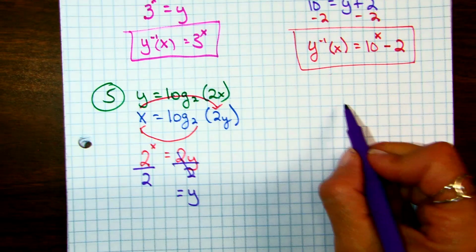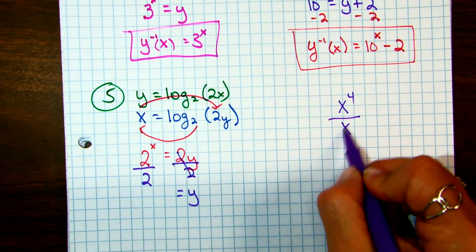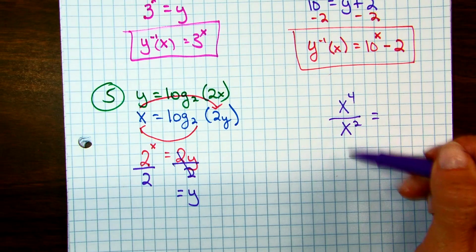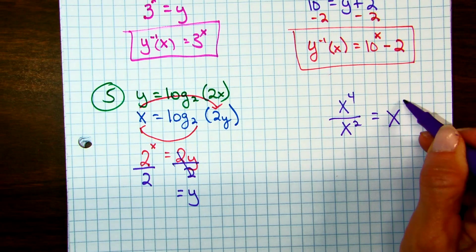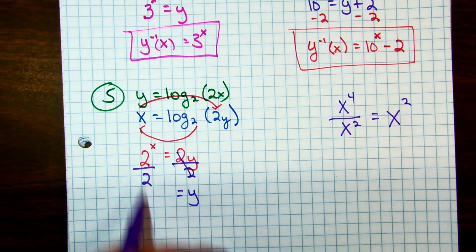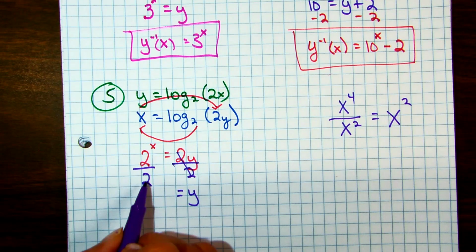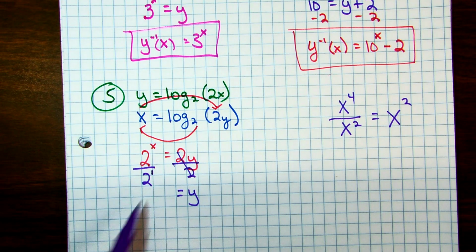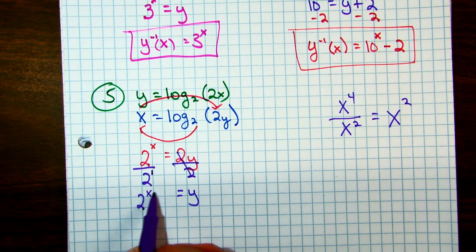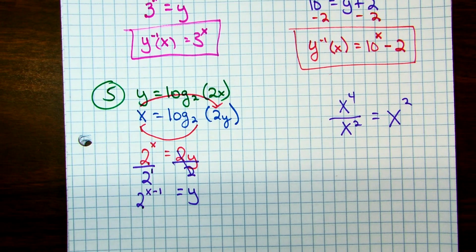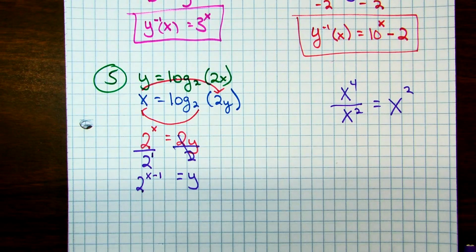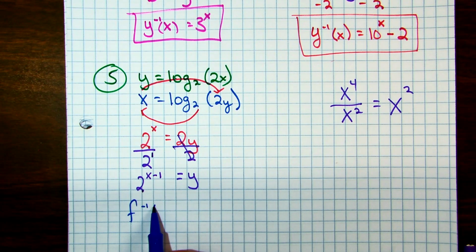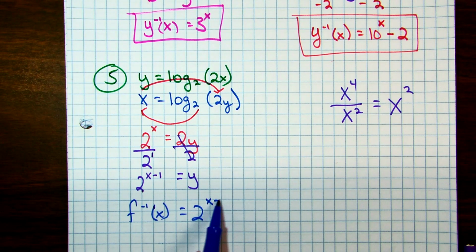But we do know something about when you have like bases. What do you do when you divide? You keep your base, subtract your exponents. That's what we have here. We have like bases. Don't forget, that's a 1, right? Keep your base, subtract your exponents. And that's it. Oops, I put the F there. It's okay. Should have been a Y.